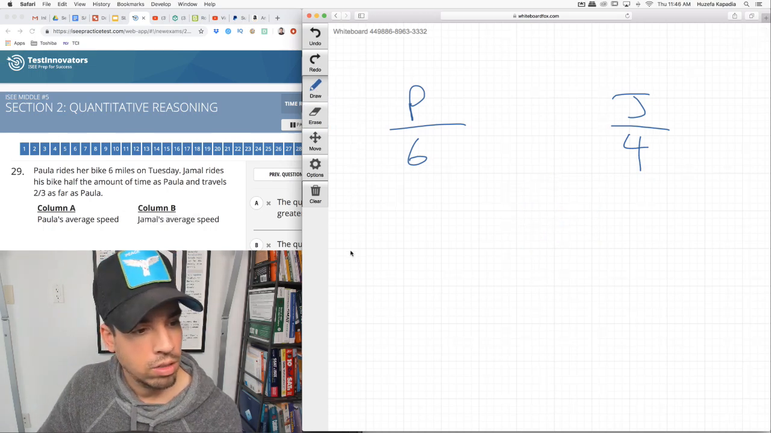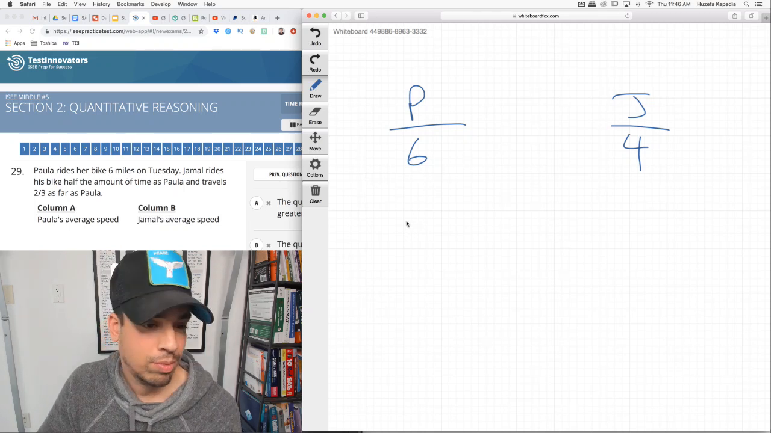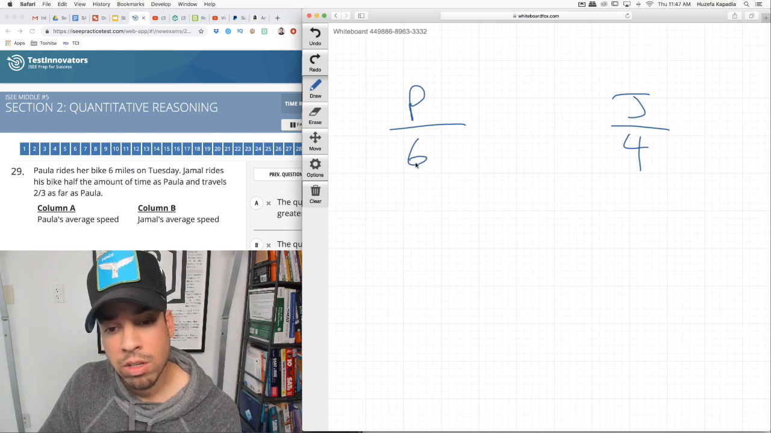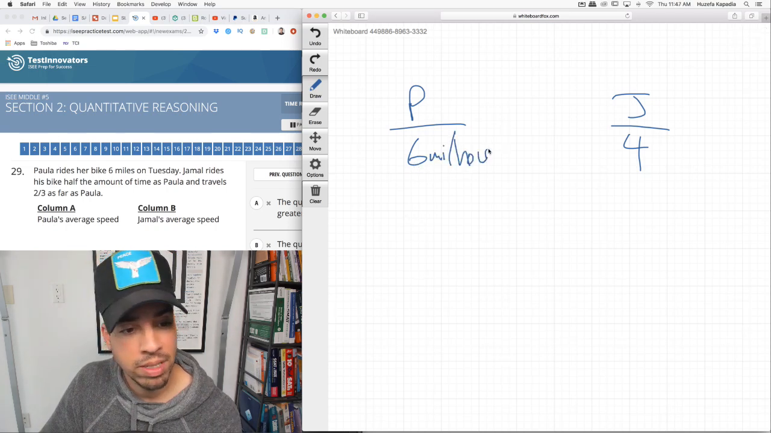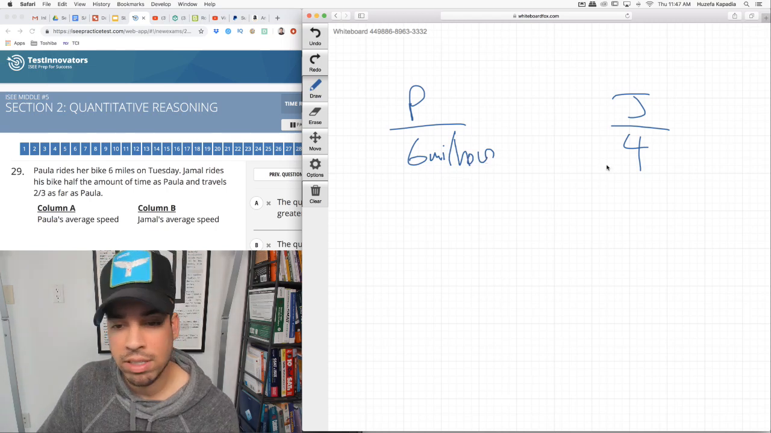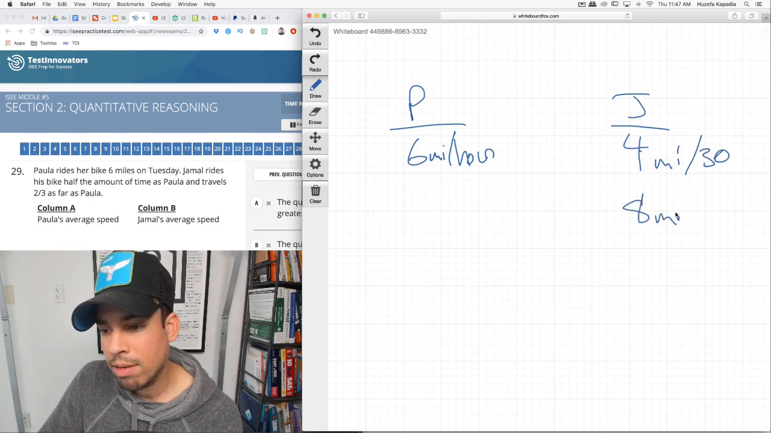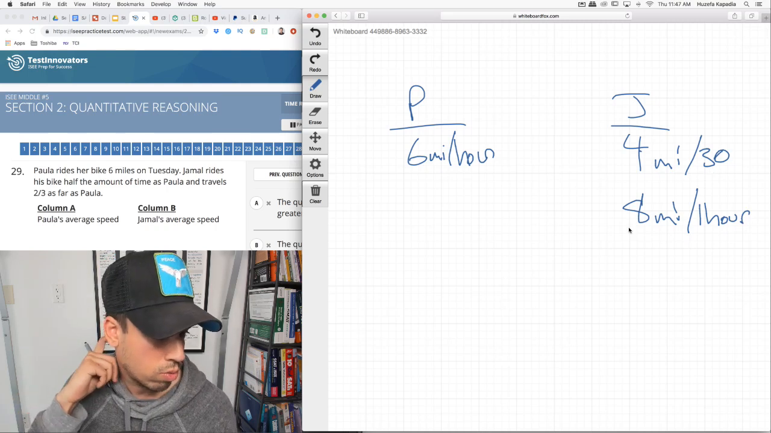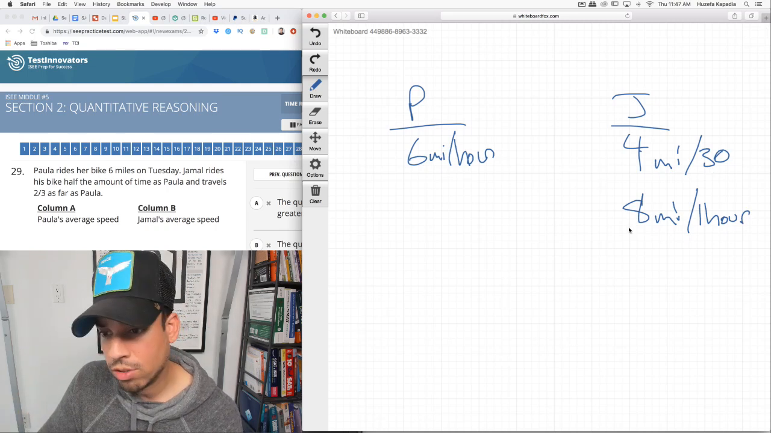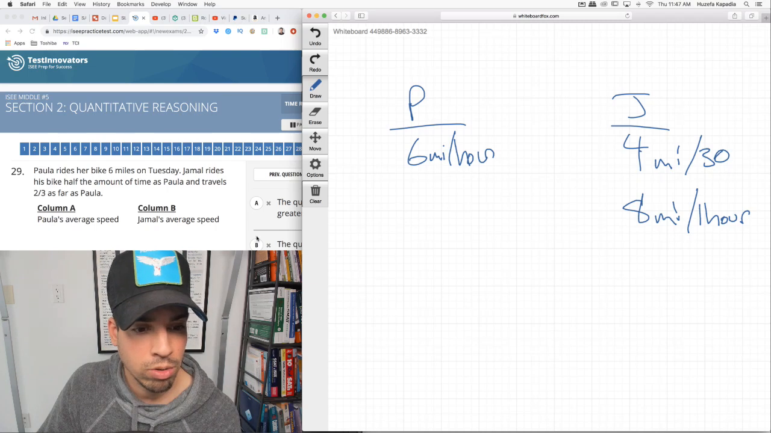So let's pretend she rides for an hour, okay? So she goes 6 miles per hour. They didn't give it to us, it doesn't matter, because we just know that he goes half as long. So he goes 4 miles in 30 minutes, which means he goes 8 miles in an hour, because if I double both, right? So Jamal's average speed is obviously faster. He's going 8 miles per hour, she's going 6 miles per hour, so I'm saying B.